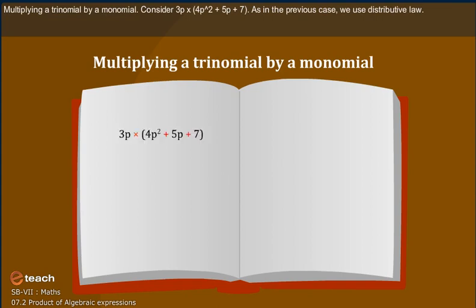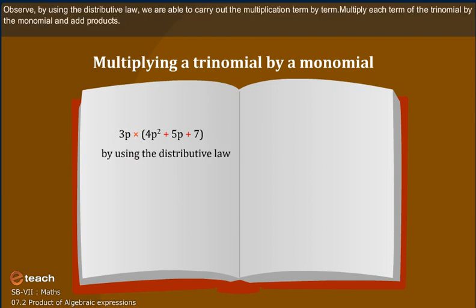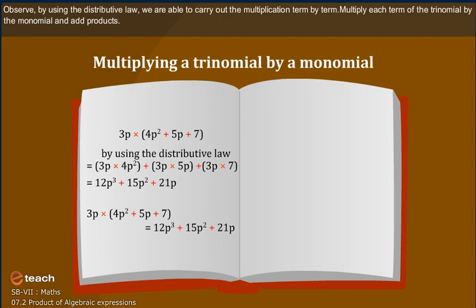Multiplying a trinomial by a monomial. Consider 3p into 4p square plus 5p plus 7. As in the previous case, we use the distributive law. Observe, by using the distributive law, we are able to carry out the multiplication term by term. Multiply each term of the trinomial by the monomial and add the products.